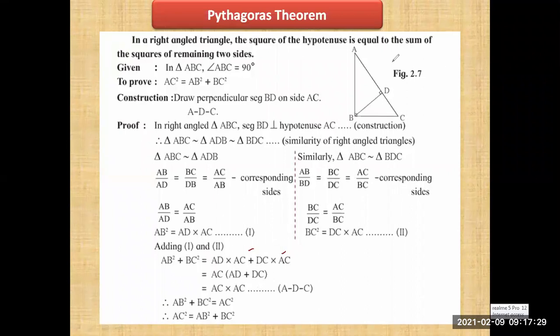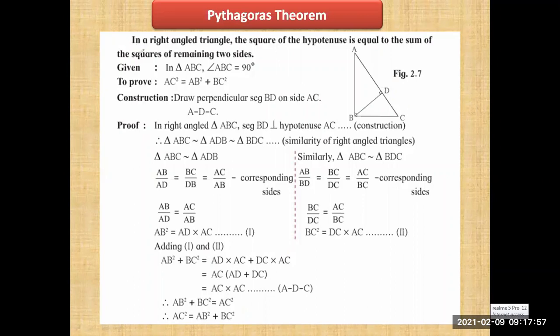So students see, as these points are collinear, AD plus DC is equal to AC. Okay, so AC into AC is equal to AC square. So from this we get AC square is equal to AB square plus BC square. So this is a very important theorem for 3 marks.